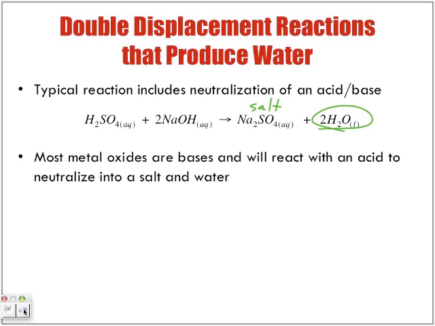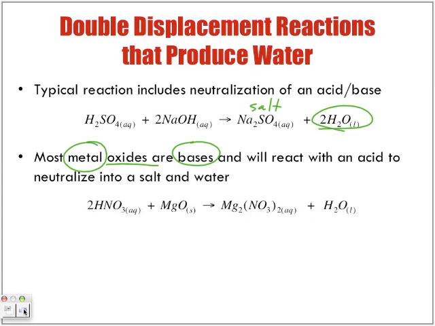Most metal oxides, so think of it this way, any metal oxide are considered bases. Remember what were bases before? The hydroxide. Right? So now we're going to identify the fact that we can have a metal combined with oxygen and it's considered a base. So when we see a metal oxide combined with an acid, a similar neutralization reaction will occur.